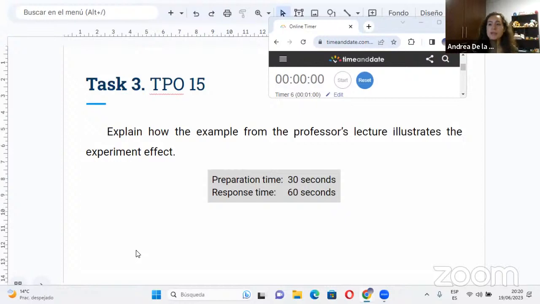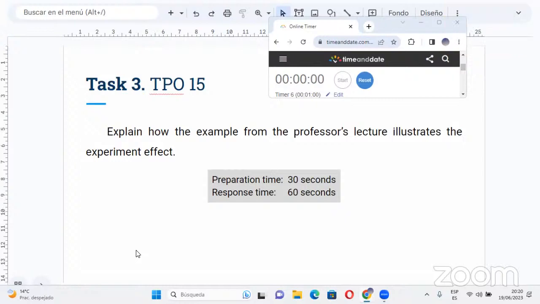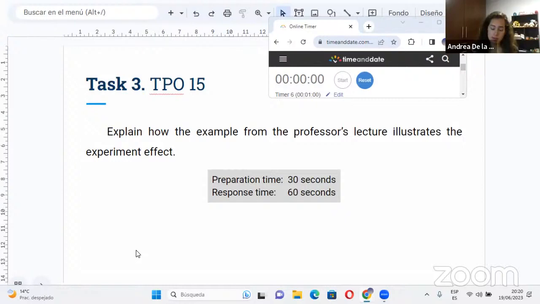So his expectations of that group learning faster affected the outcome of the experiment, because at the end of the day, that group ended up learning faster than the other, right? Yes. So focus always on what matters the most to the definition, without giving too many details. Okay, thank you, teacher.